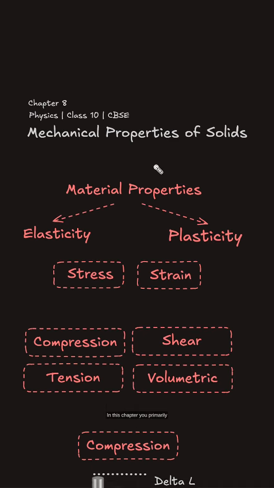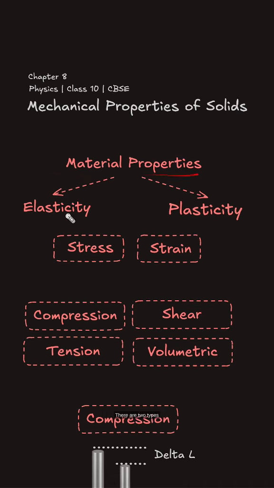At the end of the day, in this chapter, you primarily look at material properties. There are two types of properties, elasticity and plasticity. Elasticity tells you how much a material can change its shape and regain it back, whereas plasticity tells you the tendency of a material to not regain its shape whatsoever, right? So this is very, very important.